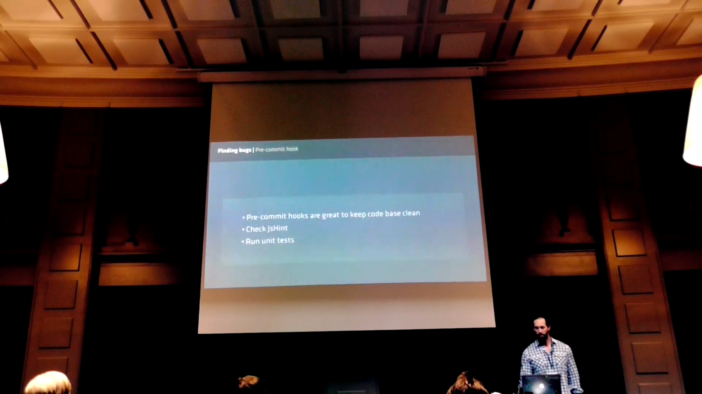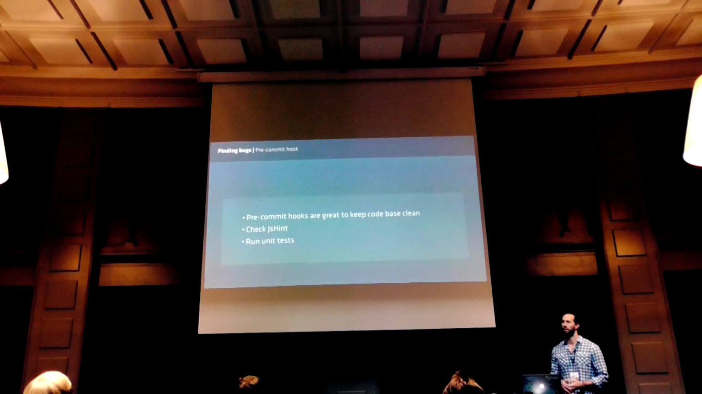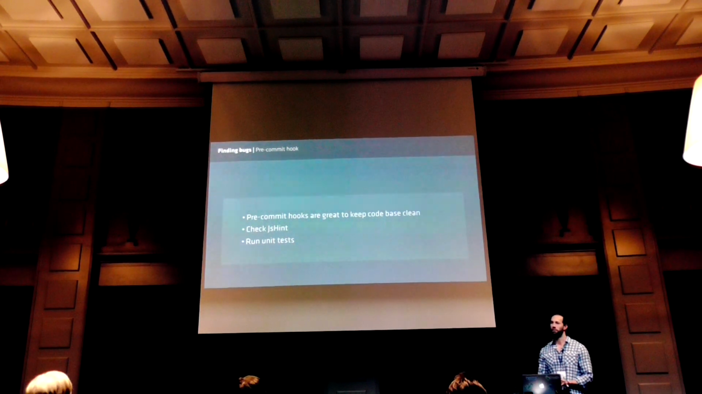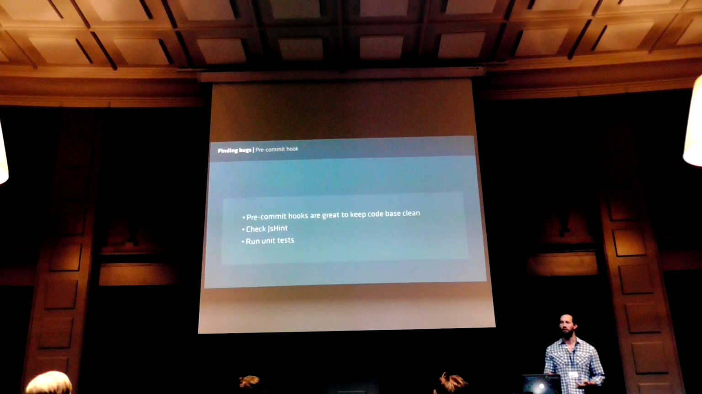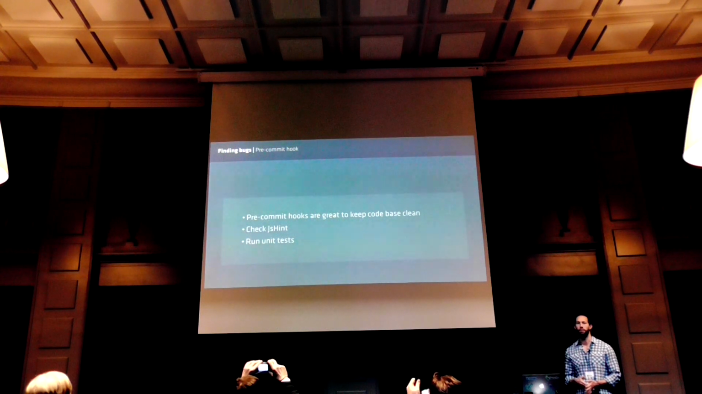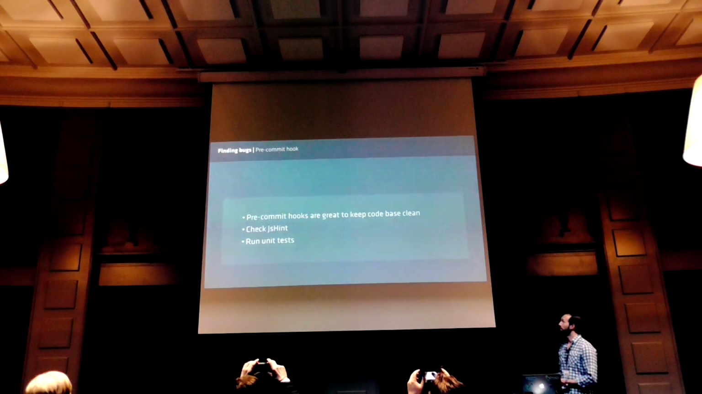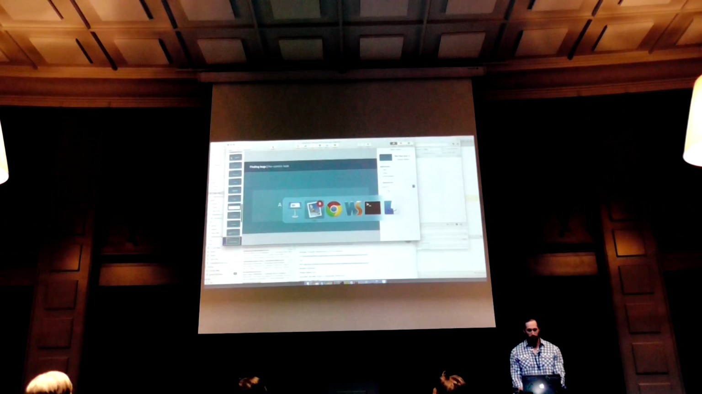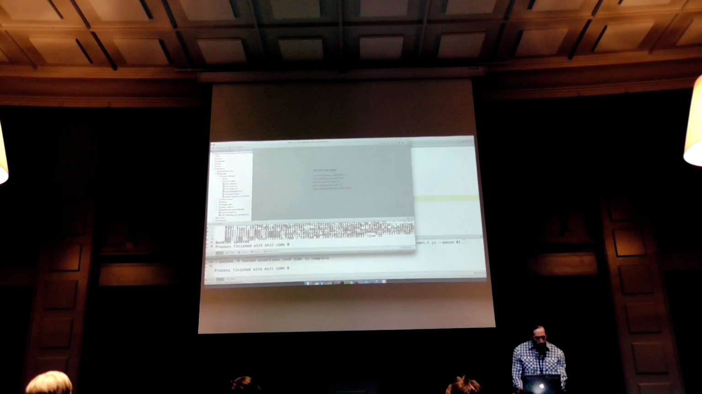So in your pre-commit hook, you run some tests, you do a JSHint check, you verify that you don't use iit, because iit means that you skip tests. You don't want to have stuff like that checked in. iit is only for temporary developer use. So this is exactly what we do ourselves.